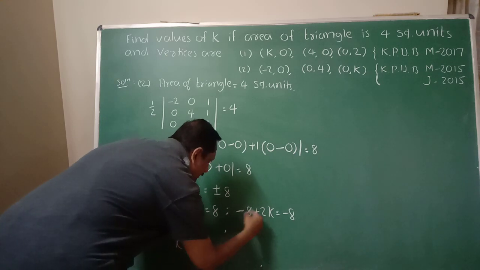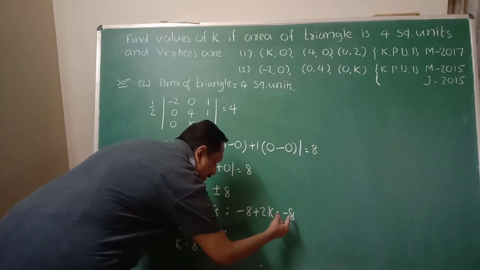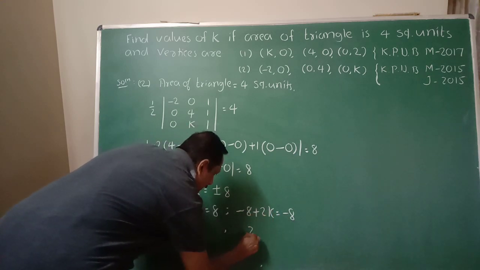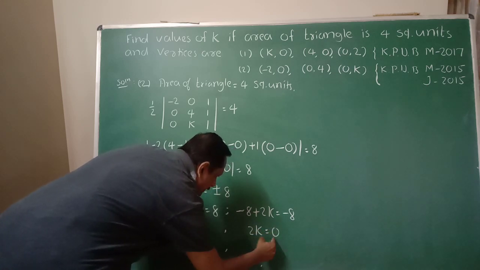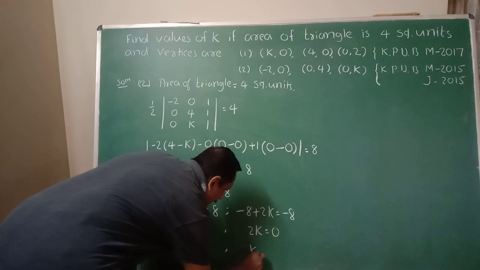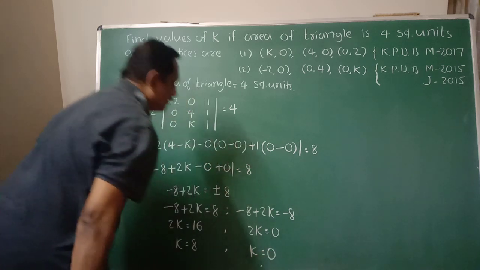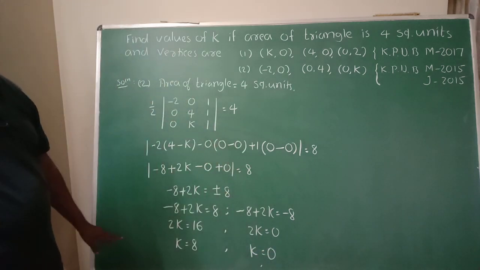Then here take minus 8 that side here. Minus 8 becomes plus 8. Minus 8 plus 8 is 0 here. 2k is equal to 0. Take it to right hand side here. 0 upon 2 becomes 0. Hence k value is 0. K is 0 and k value is 8.